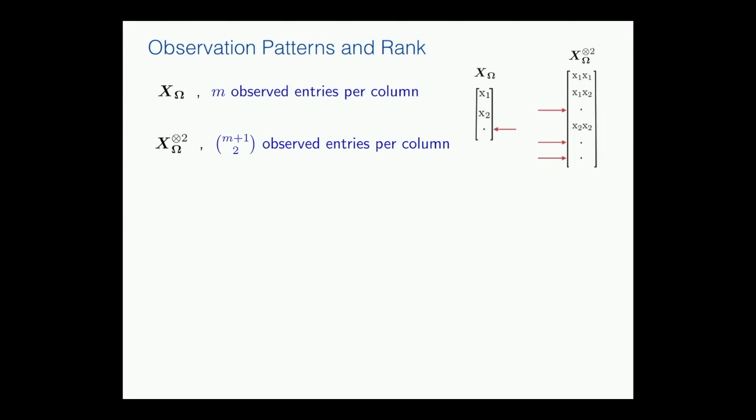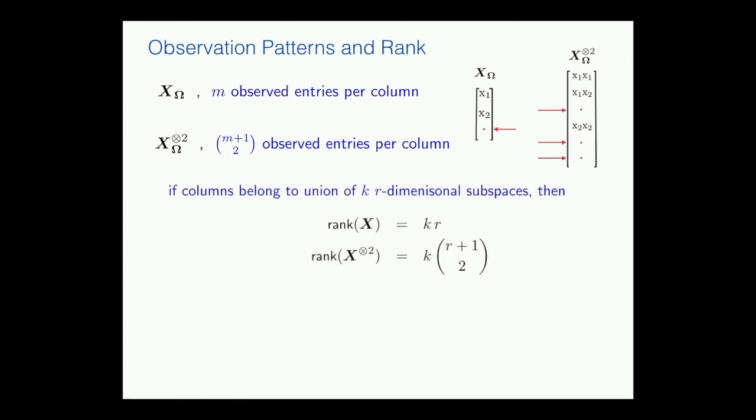If I have 2 observed values in the original matrix, then I'll have 3 in this tensorized version over there. And so everywhere where x3 would have been involved in a product, since x3 is missing in the original column, I can't form those products.